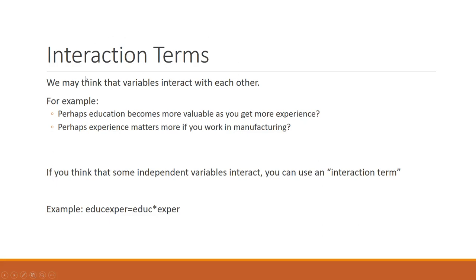Now this is another kind of variable that we might include in our model if we think it's important. We would include an interaction term if we think that two or more, but typically two, different independent variables interact with each other. If we think two different independent variables interact with each other, we will include an interaction term. An interaction term captures the interaction between two independent variables.